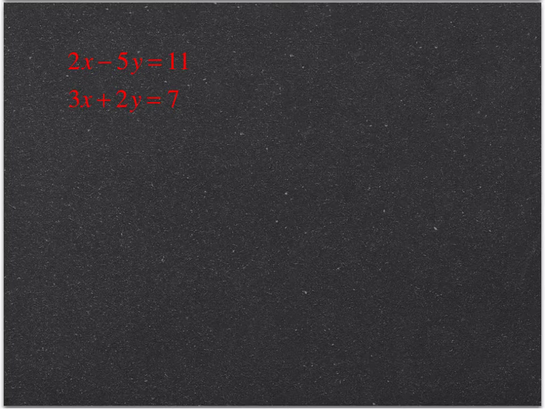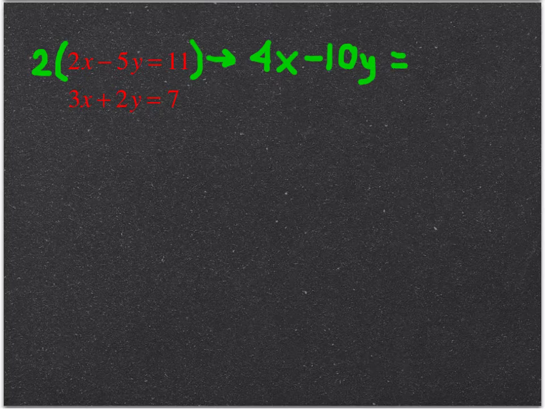Looks to me like maybe the best situation is, what if I got this to be a negative 10y and the bottom one to be a positive 10y? That looks like a pretty good strategy. So that means I'm going to have to multiply the top one here by 2. And if I do that, I'll get 4x minus 10y equals 22. And my second one, I will multiply by 5. Again, I'm trying to get an opposite situation with my y values.